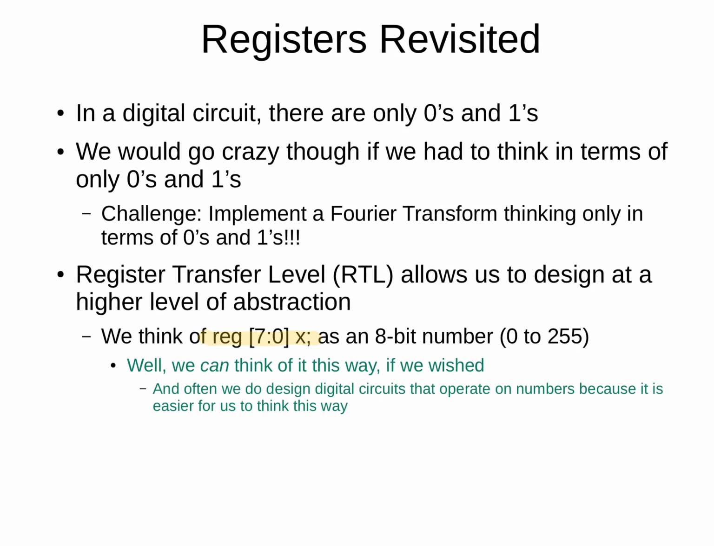We don't have to, but as I said before, a lot of the things we want to implement on FPGAs come from algorithms. These algorithms came from signal processing people and so forth that developed them using real and complex numbers. You discretize real numbers to get integers, and that's why we often like to think of a reg [7:0] x as being an integer between 0 to 255.